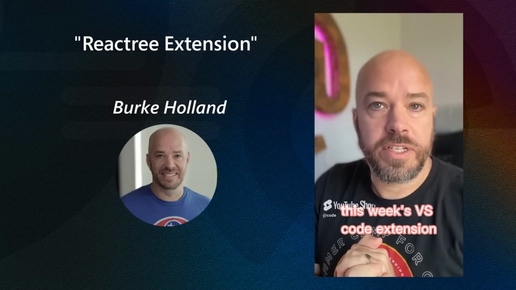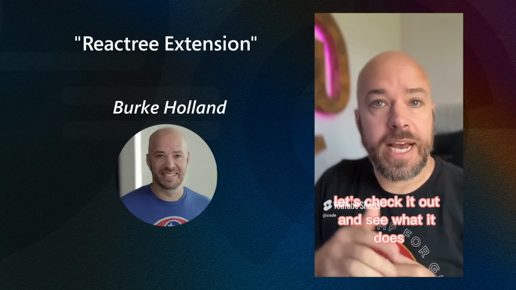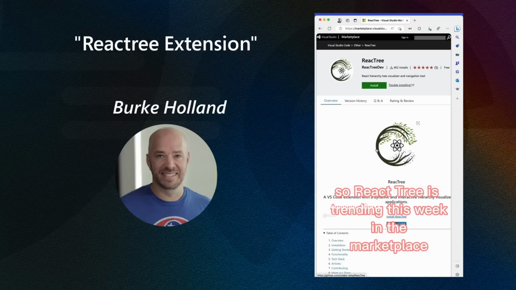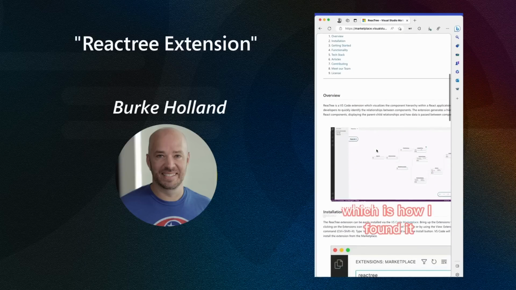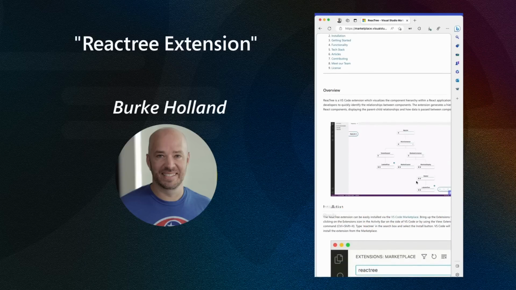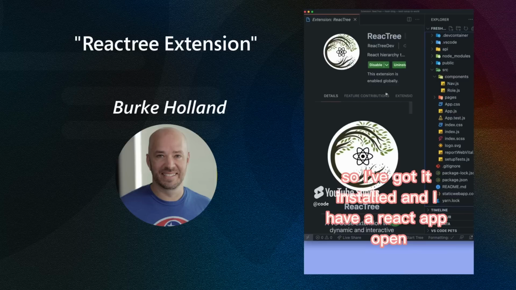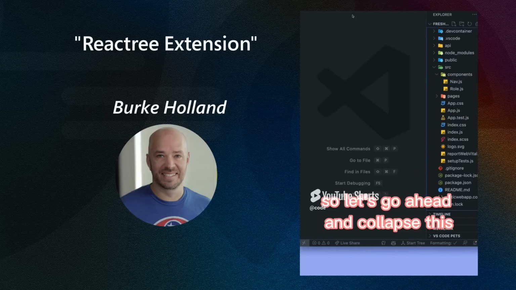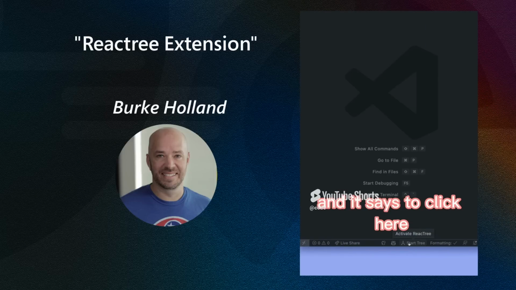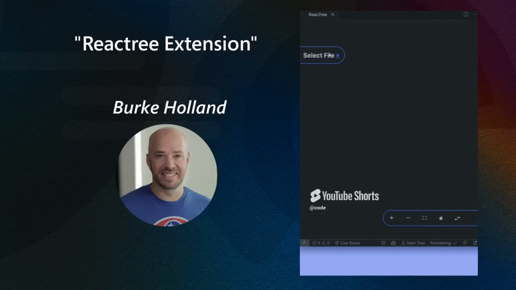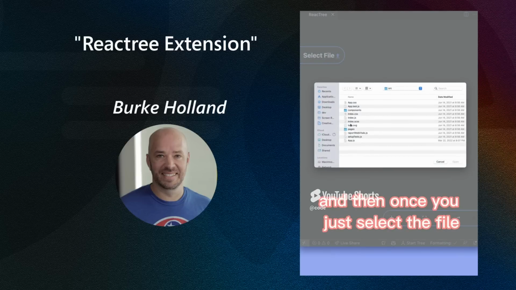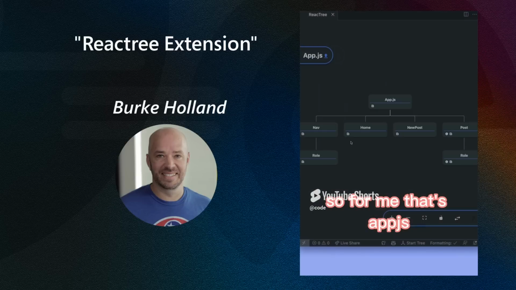This week's VS Code extension of the week is called Reactree. Let's check it out and see what it does. So Reactree is trending this week in the marketplace, which is how I found it. And you can see that it looks like it lets you visualize your React apps. So I've got it installed and I have a React app open. So let's go ahead and collapse this. And it says to click here, activate the tree. And then once you just select the file, that's the entry point. So for me, that's app.js.